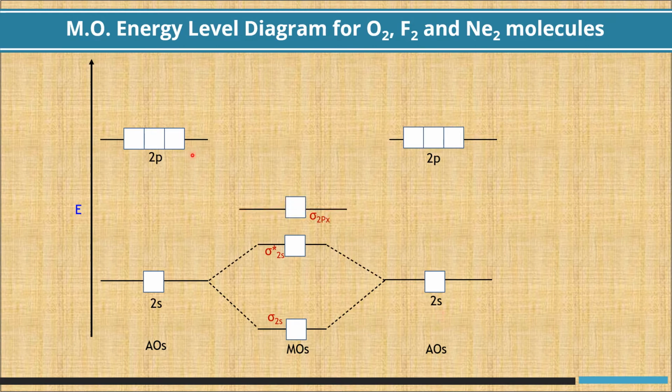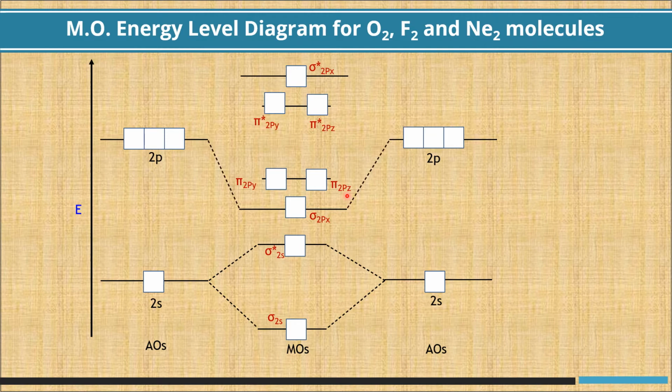Similarly, when the 2px orbital of the first atom and the 2px orbital of the second atom combine together, they give rise to the sigma 2px bonding molecular orbital and sigma star 2px antibonding molecular orbital. Similarly, 2py and 2pz orbitals of the first atom combine with 2py and 2pz atomic orbitals, giving rise to two bonding molecular orbitals and two antibonding molecular orbitals, namely pi 2py and pi 2pz and pi star 2py and pi star 2pz molecular orbitals.